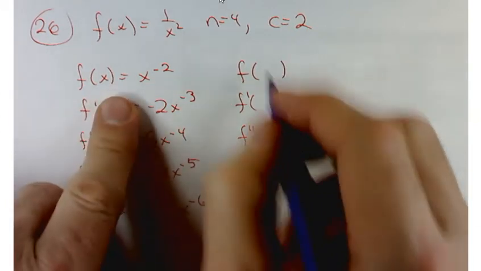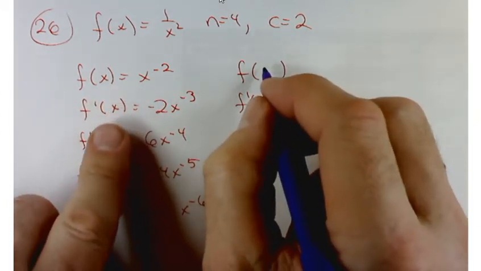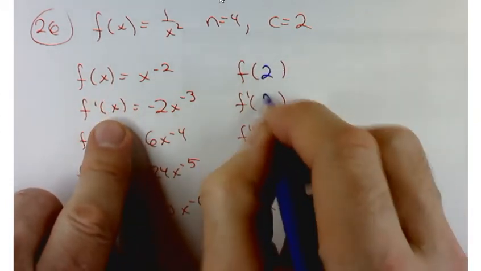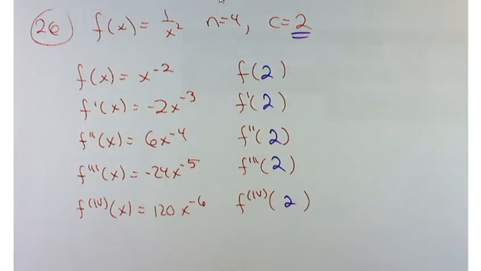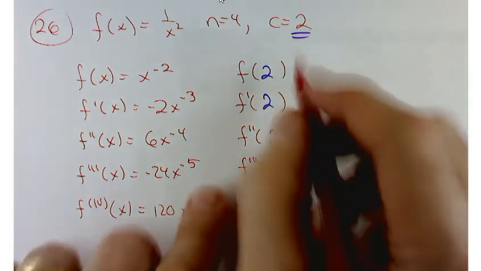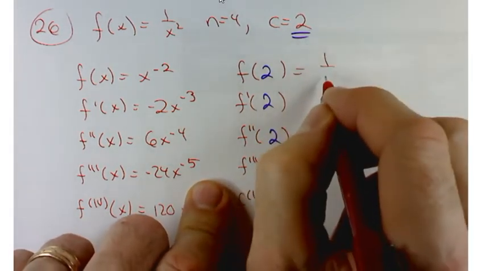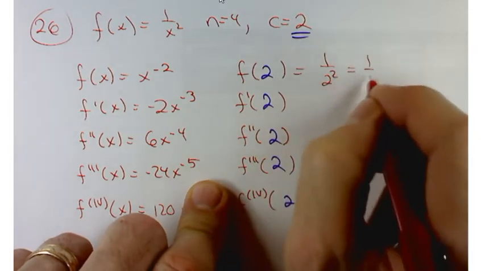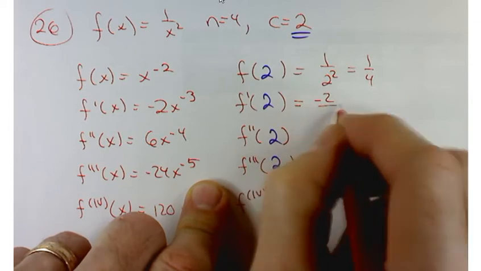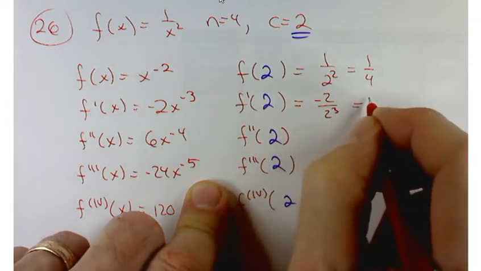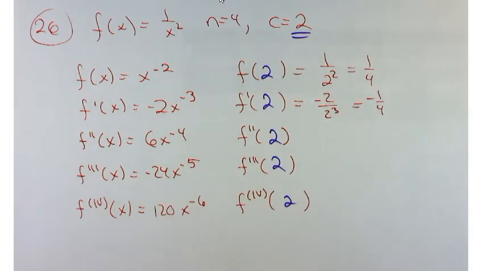All right, so let's see here. 2, 2, 2, 2, and 2. And that comes from right here. So it's going to be 1 over 2 squared, or 1/4. This will be negative 2 over 2 cubed, which would be negative 1/4.